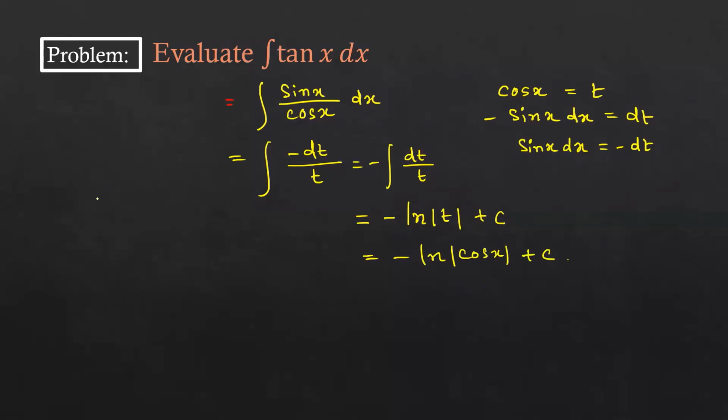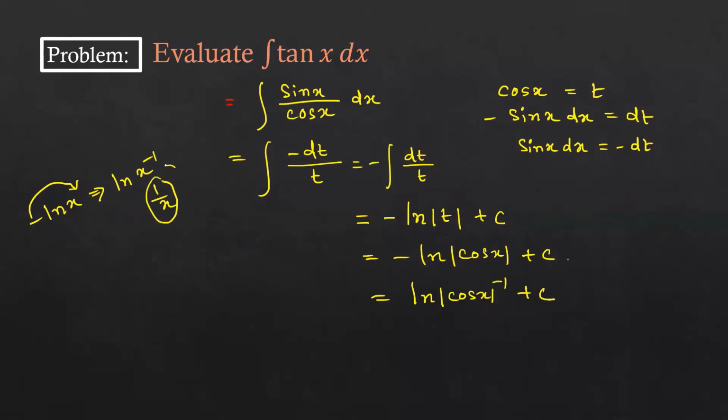So you know from the log property that minus ln of x can be written as ln of x to the power minus 1. Am I right? Yes, sir. Take that power here. So you have ln of mod of cos x to the power minus 1 plus c, and cos x to the power minus 1 is 1 by cos x, which will give you ln of sec x plus c. So this is the process of how we can calculate the formula and use it.